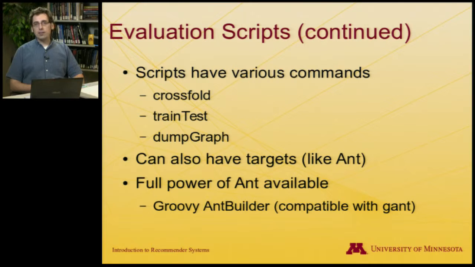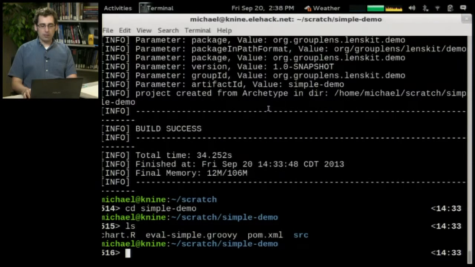And the full power of ant is also available through the Groovy ant builder. This syntax is compatible with gant, and it lets you use any ant task, such as make directory or get to download a file over HTTP or unzip to do anything you would do with ant. You can do directly from a LensKit Evaluator script. So let's look at the evaluation script in the fancy archetype to see this in action.